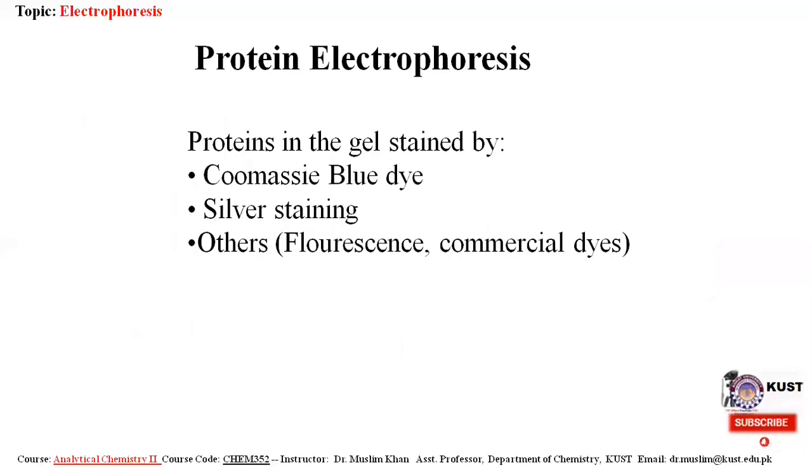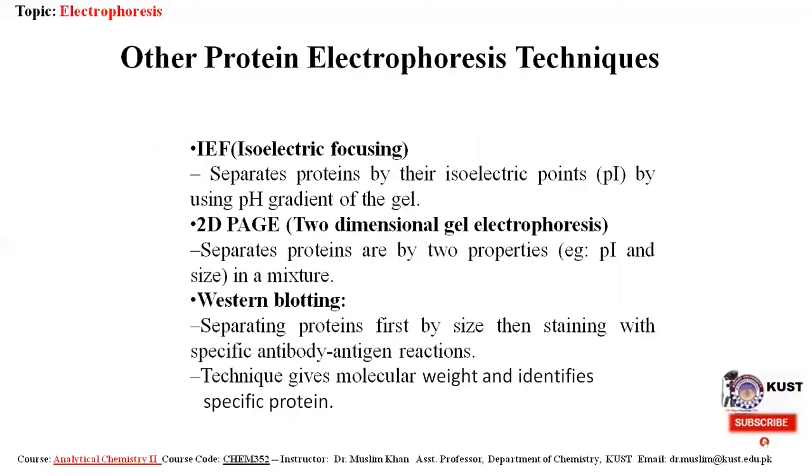The next one is protein electrophoresis. Protein in the gel is stained by Coomassie blue dyes and silver staining and others like fluorescence and commercial dyes. So among the other protein electrophoresis techniques, one is isoelectric focusing. They separate proteins by their isoelectric points by using a pH gradient of the gel. A pH gradient of the gel is used in this technique. Another one is 2D PAGE, two-dimensional gel electrophoresis, which is also one type of protein electrophoresis technique.